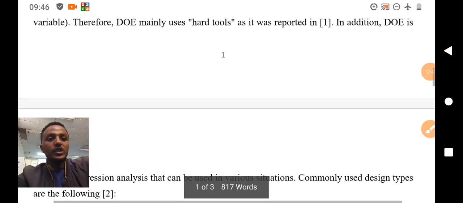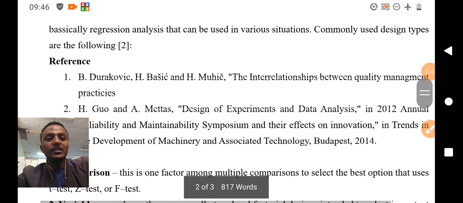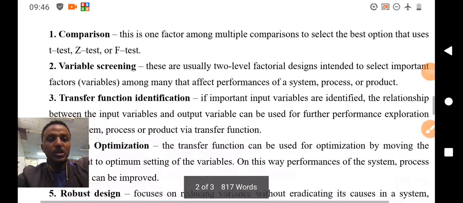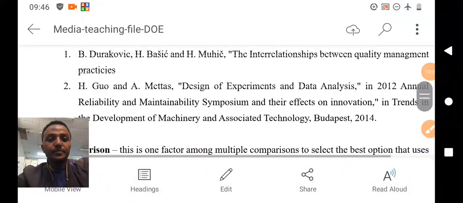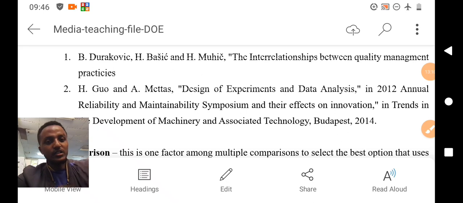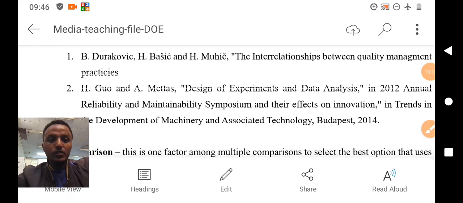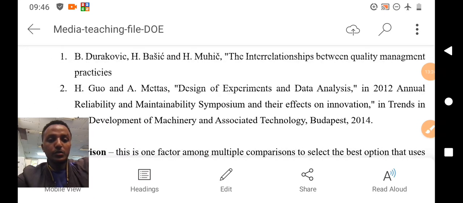So design of experiment therefore mainly uses such tools, as it was reported. In addition, in design of experiment, regression analysis can be used in various situations. Commonly used design types are the following: comparison may be there, variable screening may be there. As cited by these researchers' articles, design of experiment is discussed by Hicks and others and Abi Durakor in around 2012.